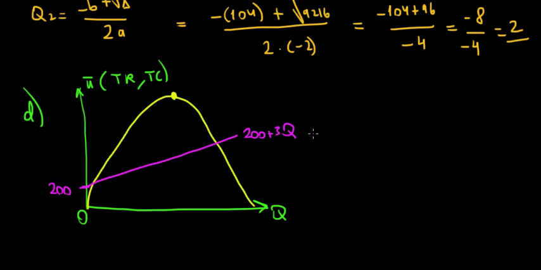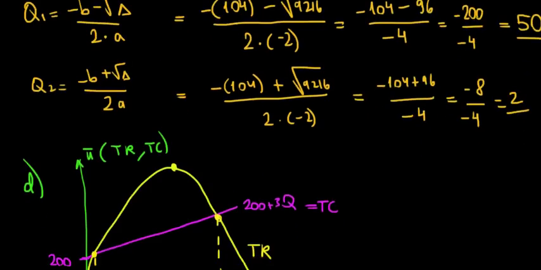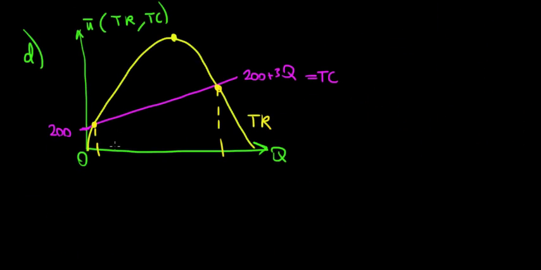If this is total cost and the yellow part is total revenue, when do they equal? They equal at this point and at this point, which means that here is where we break even. And what are the values where we break even? We just found out. They are 2 and 50. So we can write down here the quantity of 2 and the quantity of 50, and that's where we break even.